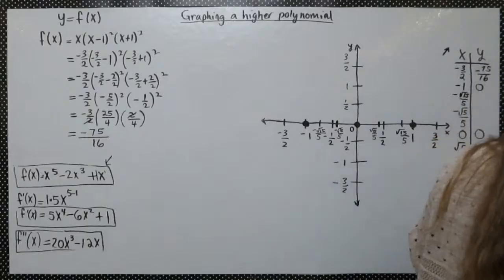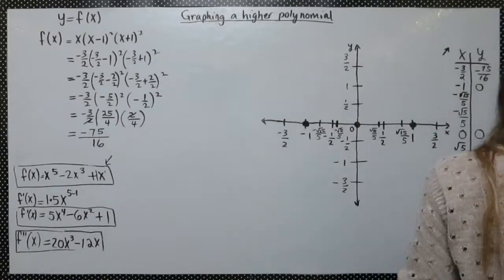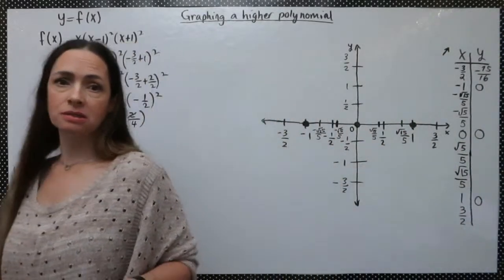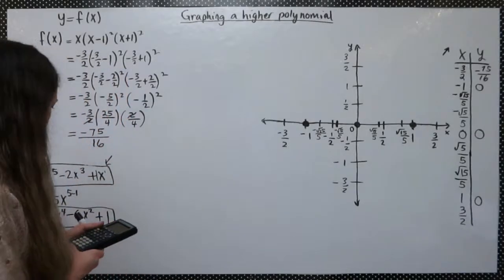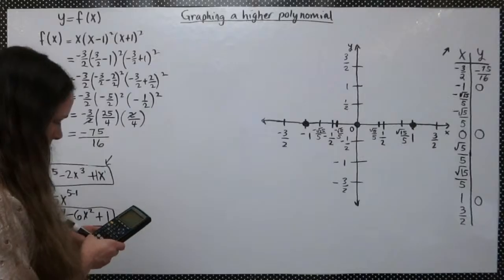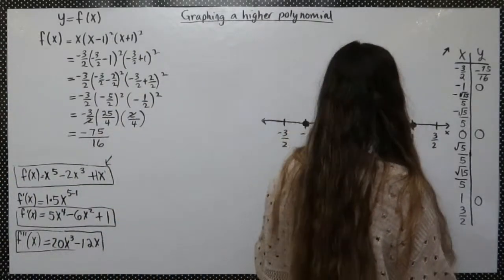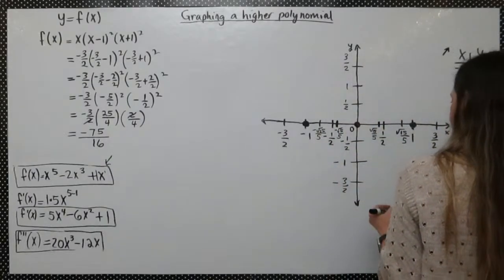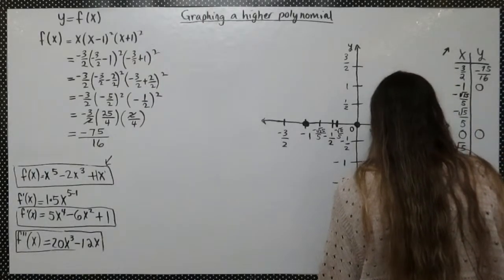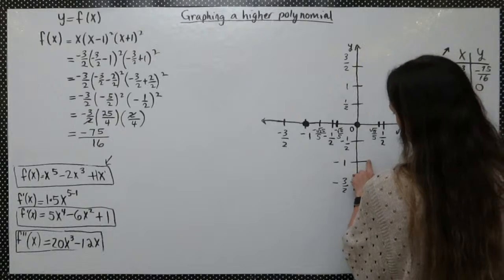That was a lot of work to find that point. But not only do we have to know how to do it, we need to be well practiced. So this is good, even though it's hard. 75 divided by 16 is 4.68. So that's negative, so we're way down here. Good thing I erased down there, huh? Because we need it. All right.